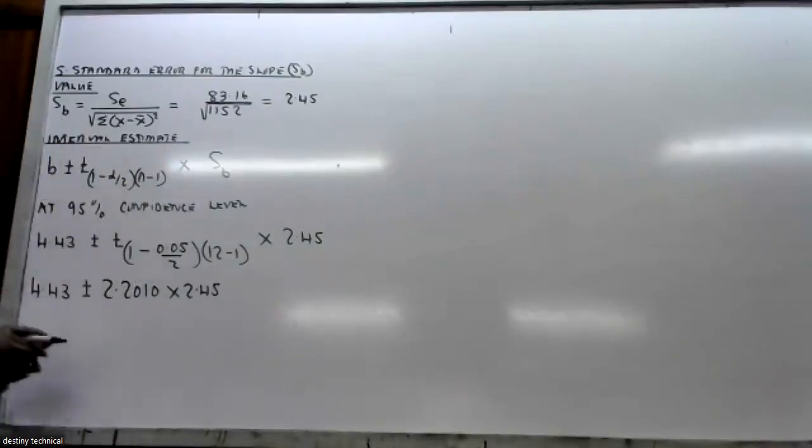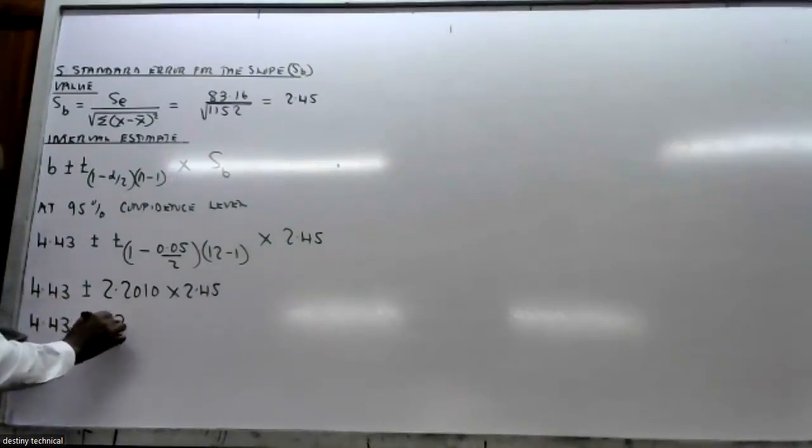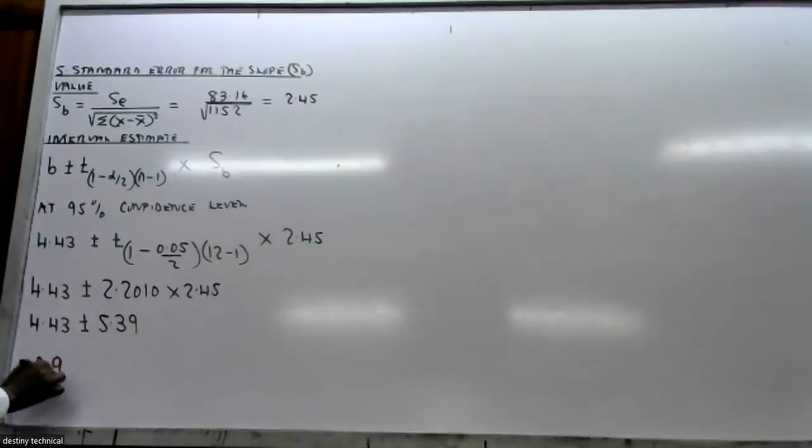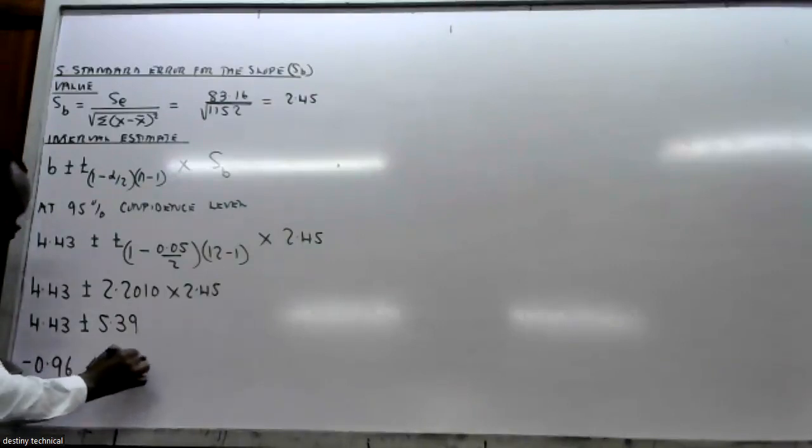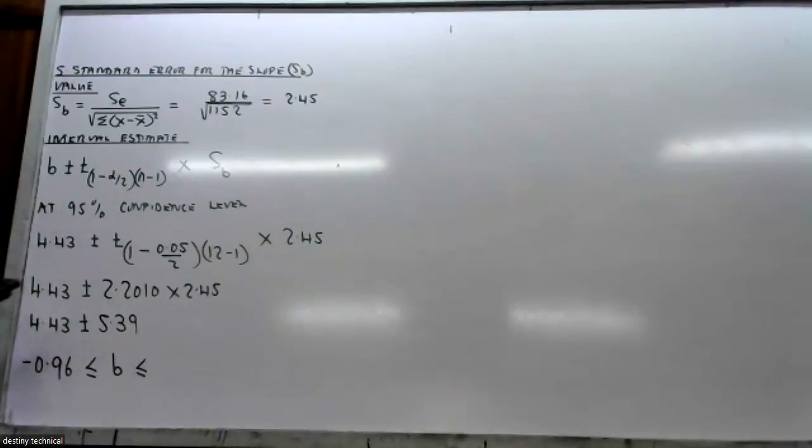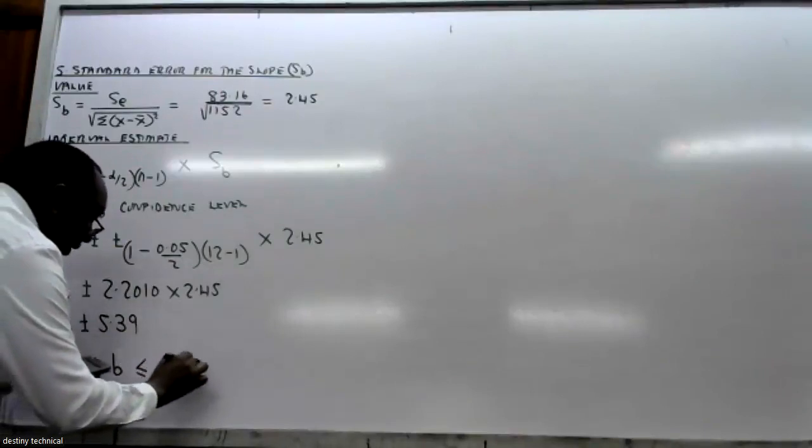So in that case, it is 4.43 plus or minus 2.201 times 2.45, which is 5.39. So if you subtract 4.43 minus 5.39, you get negative 0.96. This is B. And then 4.43 plus 5.39 is 9.82.